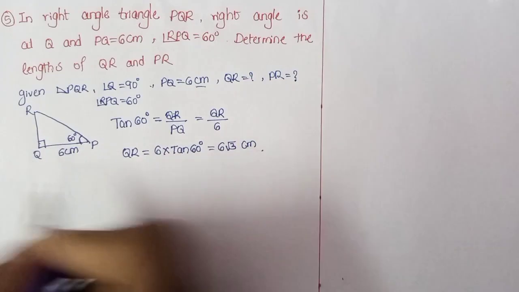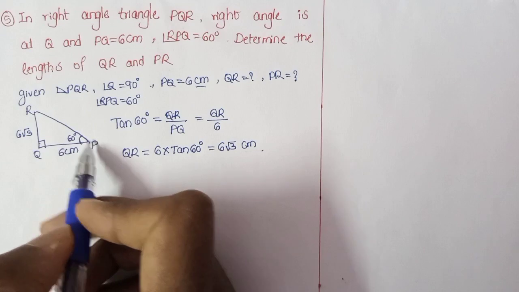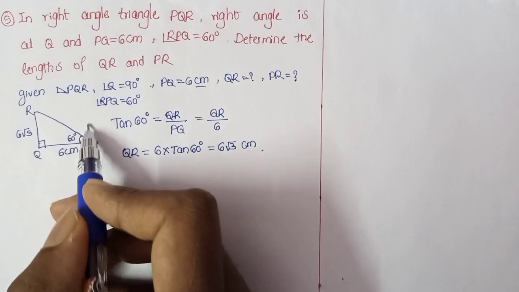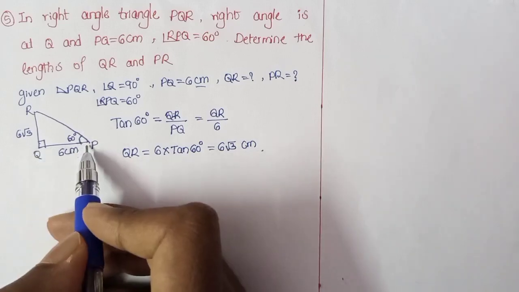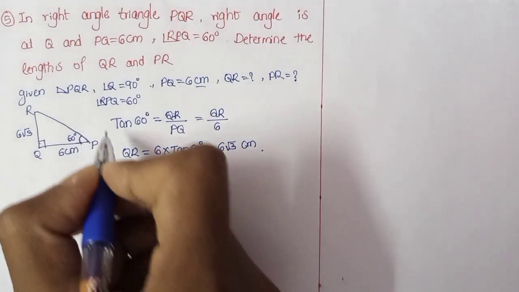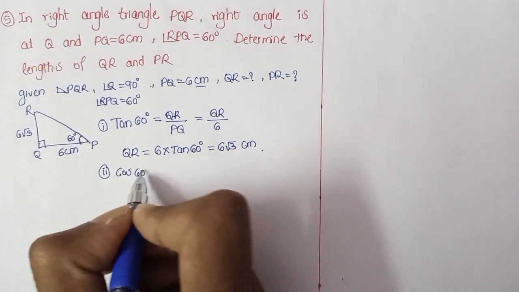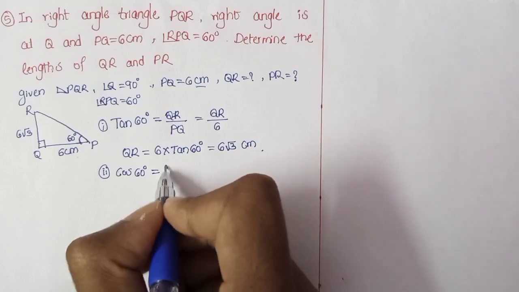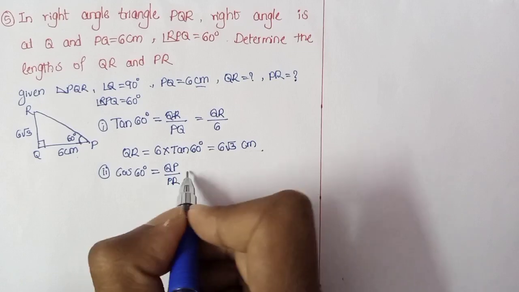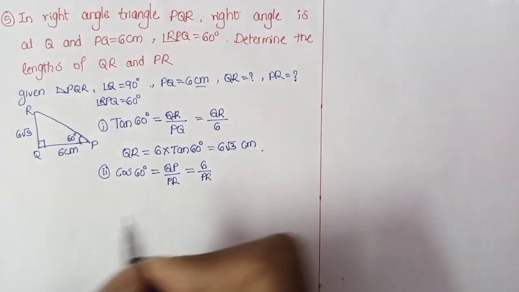What is the other side we need to find? This we found, that is 6 root 3. And one more thing, the hypotenuse PR needs to be found. Do we have any relationship between these two? Yes. What? Cos. Cos means adjacent side by hypotenuse. So if you take cos 60 degrees, which is equal to the adjacent side, that is QP, by the hypotenuse, that is PR. QP is 6 centimeters and PR we need to find.